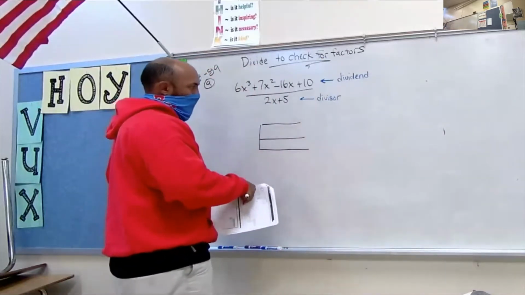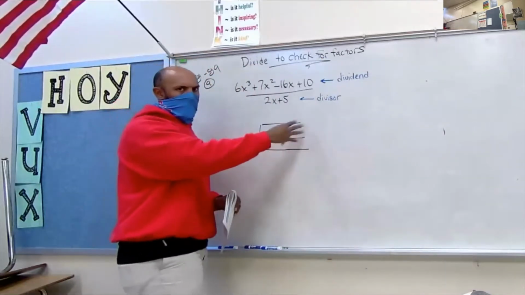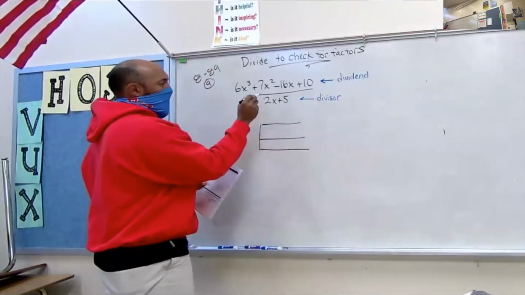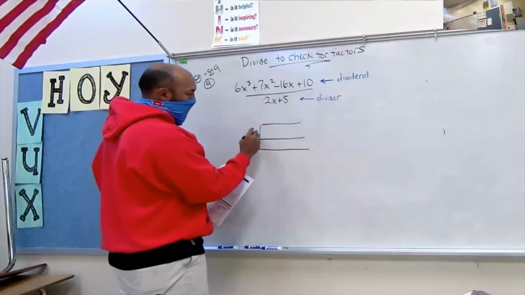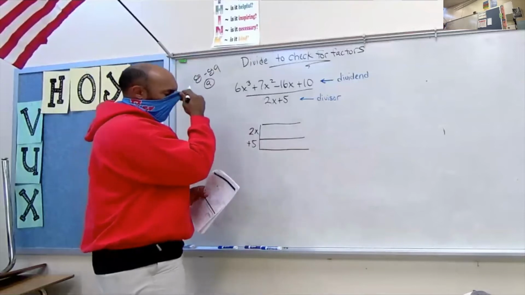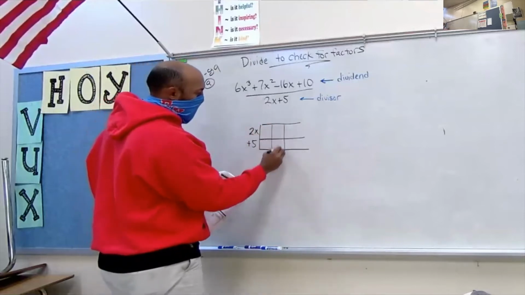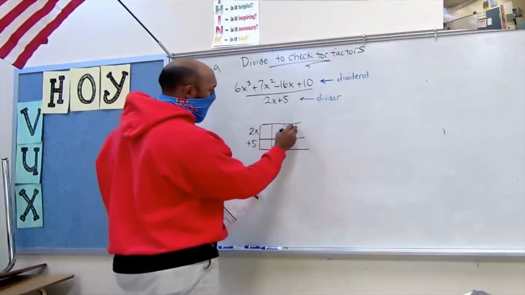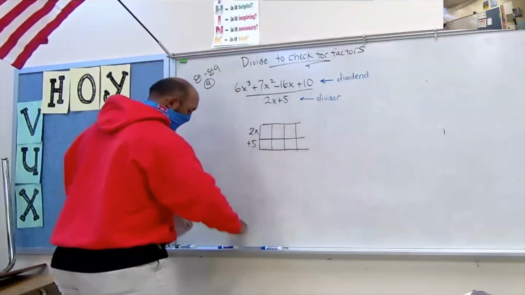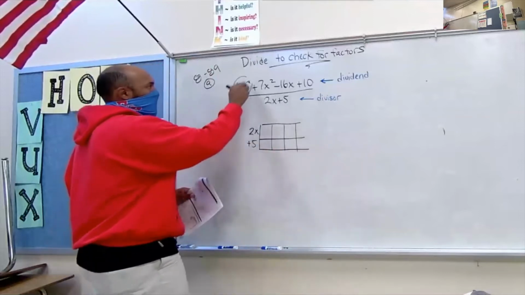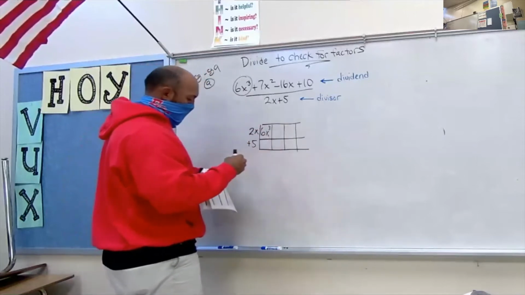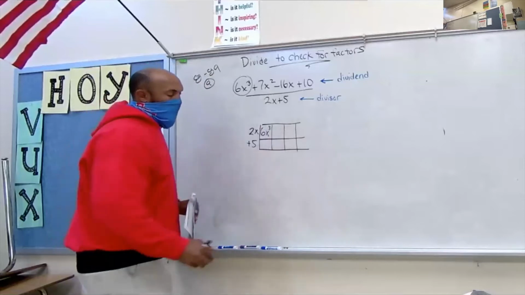All right, so now when I set up this box, notice how I didn't close the box, okay? Because I'll close the box when I finish setting it up. Your divisor goes on the left. So 2x plus 5, okay? Then I start making some columns. The first term I'm going to put into the first box. So the first term always goes in the first box.